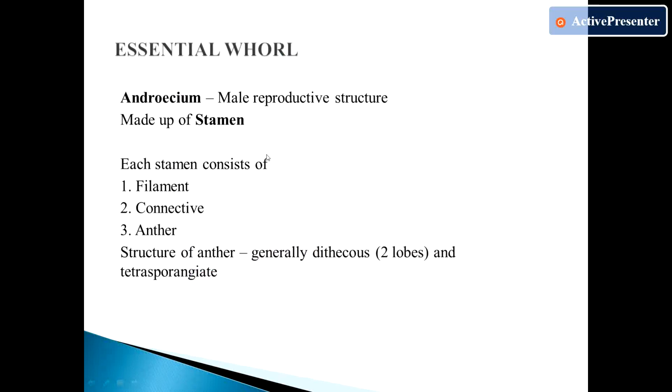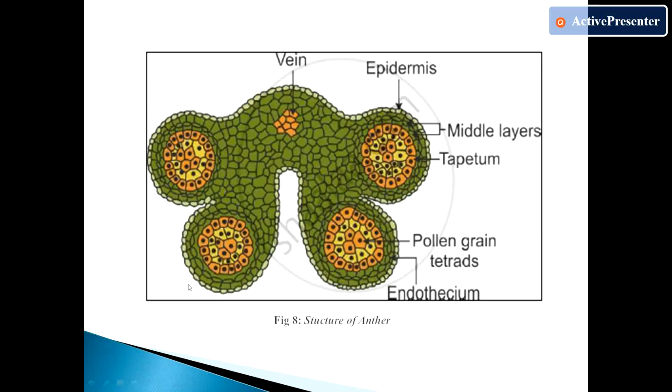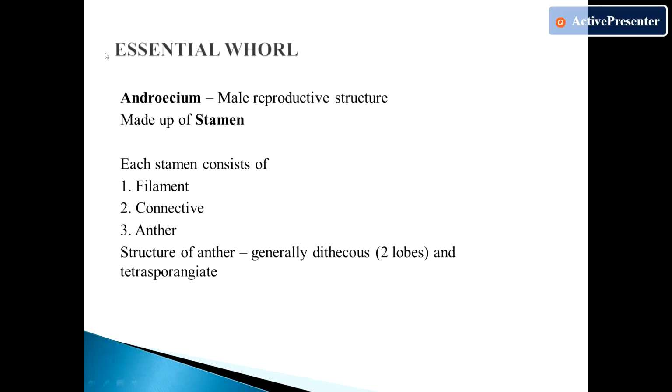See here again the same thing: the essential whorl androecium, the male reproductive structure, made up of stamens. Each stamen consists of filament, connective and anther. Next we will see the structure of the anther. This is the anther, filament, connective and anther. Generally the anther is dithecous, that is a two-lobed structure, and it is tetrasporangiate. Four lobes are present, that is tetrasporangiate.